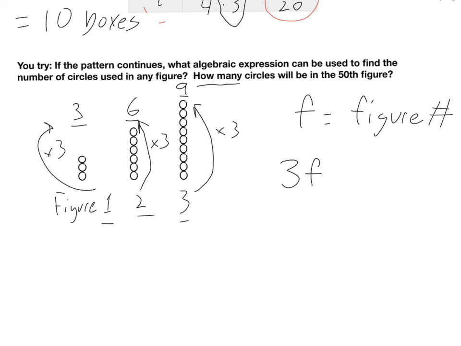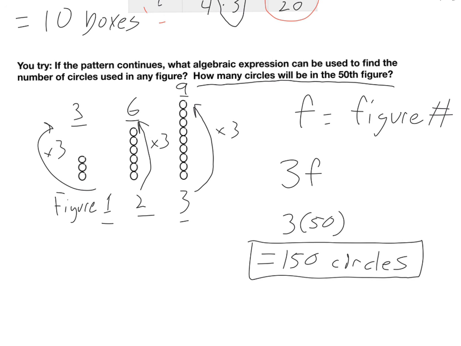To answer the second part, how many circles will be in the 50th figure? Well, 3 times 50 equals 150 circles. And that's all there is to it.